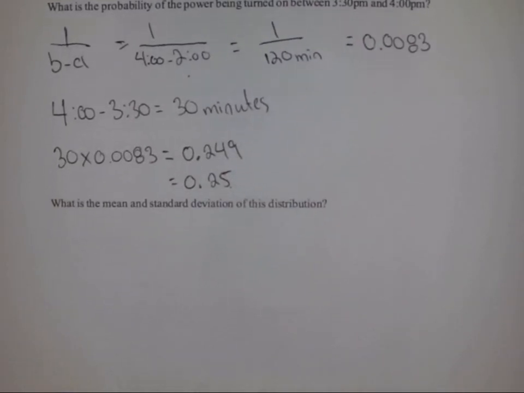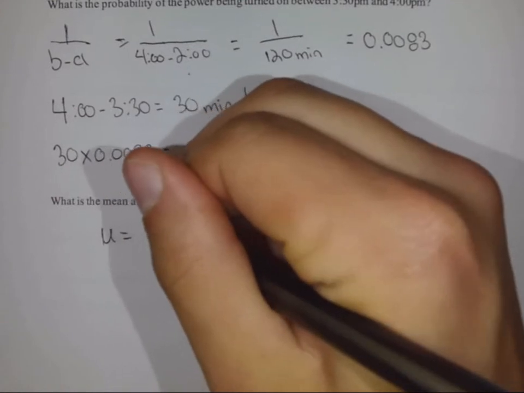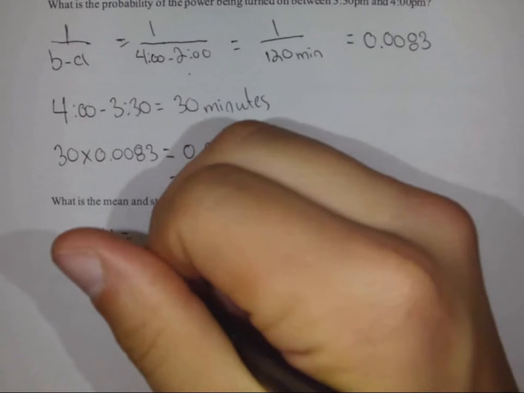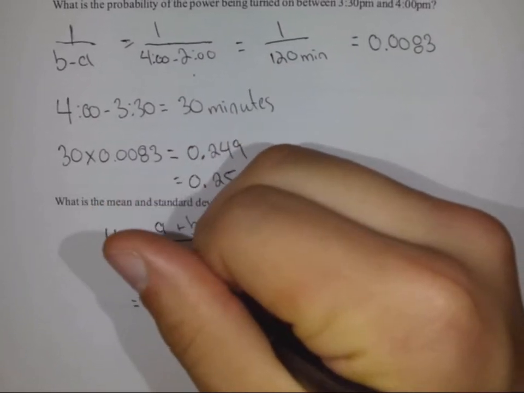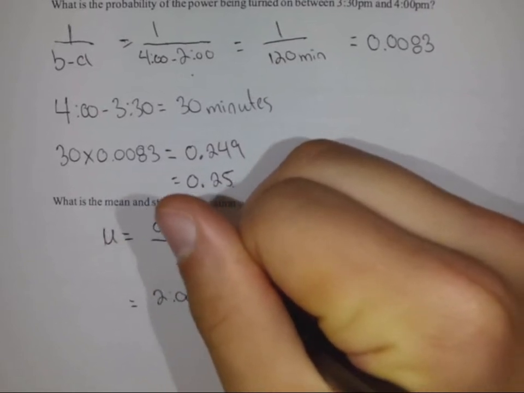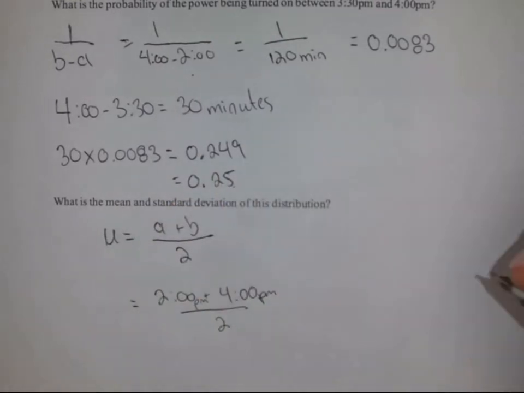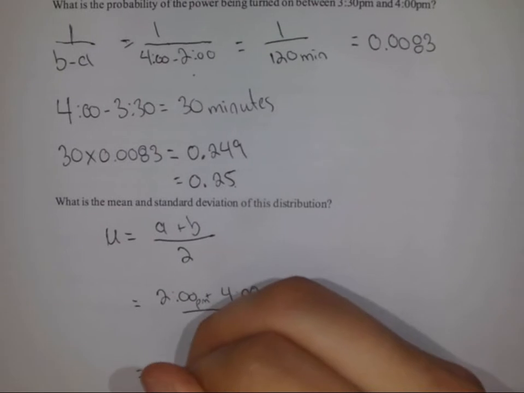So what is the mean and standard deviation of this distribution? The mean follows the formula: mean equals a plus b divided by 2. So 2 p.m. plus 4 p.m. divided by 2, and that would equal 3 p.m.